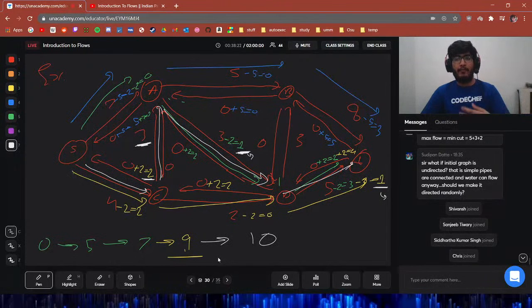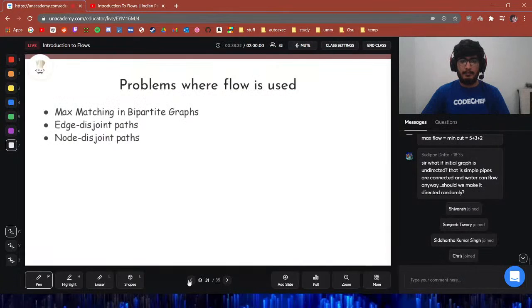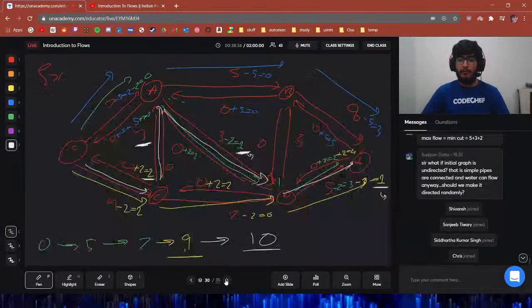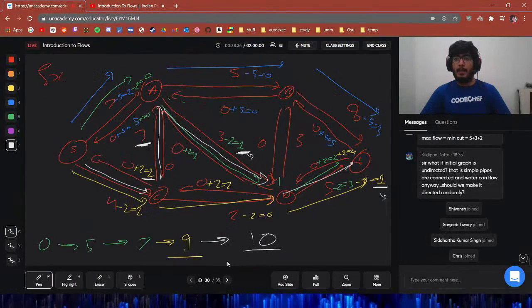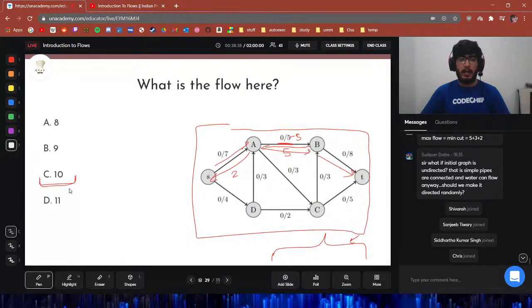After that, we cannot find any paths that would add more flow to our system. So we would have to terminate our algorithm at 10, right? So the final flow is going to be 10 and not 11. So the answer was C here, right?